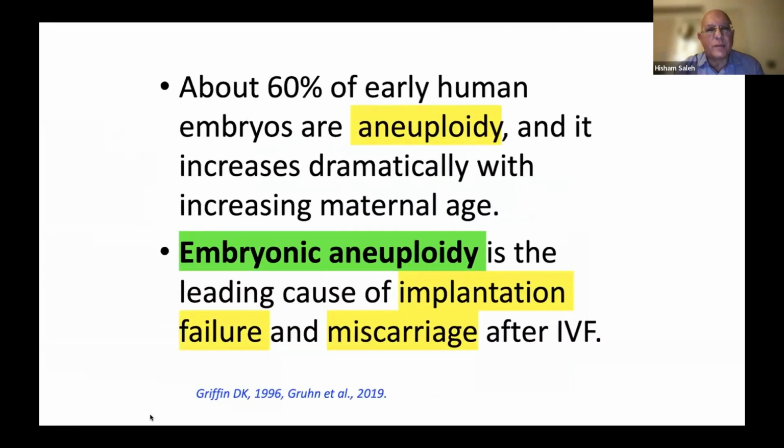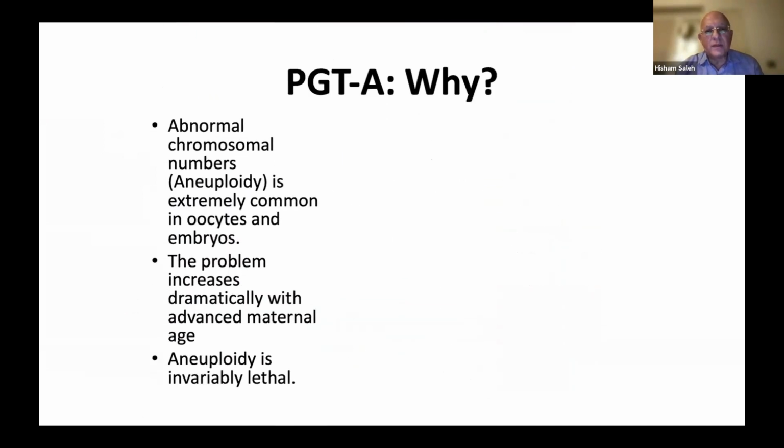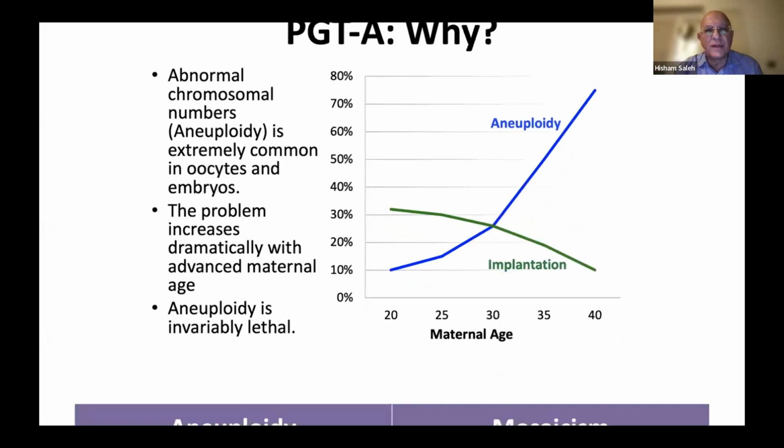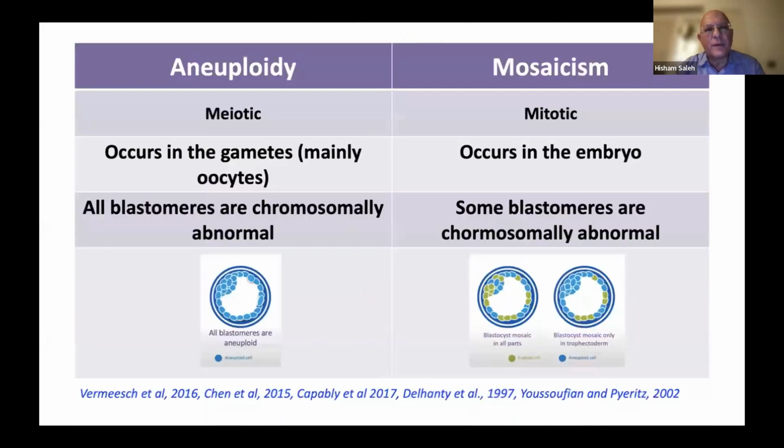Many early human embryos are aneuploid, and aneuploidy is the main cause of implantation failure and miscarriage. We know that aneuploidy dramatically increases with age, and this explains the marked reduction in implantation potential in older patients. Abnormal embryos can be aneuploid or mosaic.